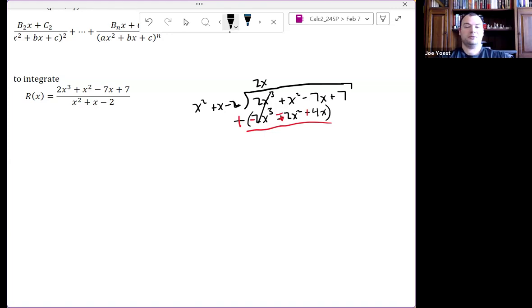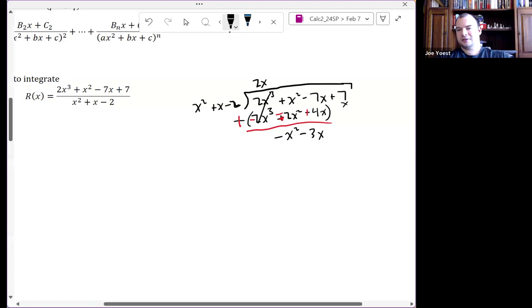These go away. I've gotten rid of my cube parts. X squared minus 2x squared is negative x squared. Negative 7x plus 4x is minus 3x, plus 7. X squared goes into negative x squared how many times? Minus 1. Minus x squared minus x plus 2, with a negative.